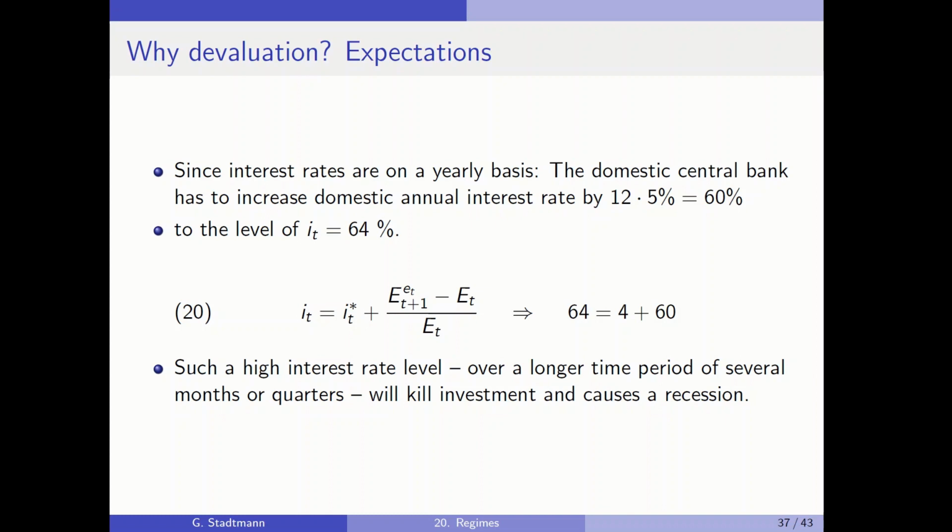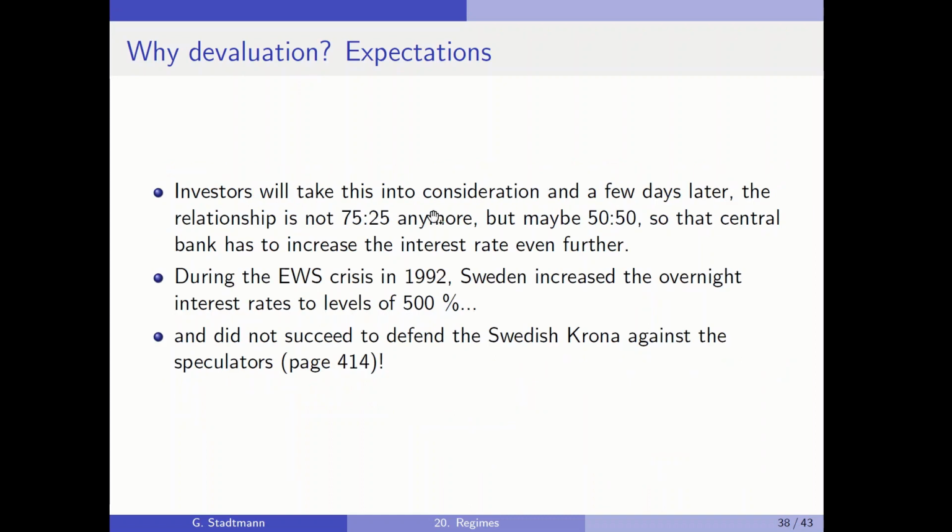When the investors take into account that this very high interest rate will lead to a recession, it is even more likely that the central bank will abolish the fixed exchange rate system and switch to a floating one. This implies that a few days later, the relationship of expectations within the market will not be 75 to 25% anymore, but maybe 50-50, so that the central bank has to increase the interest rate even further.